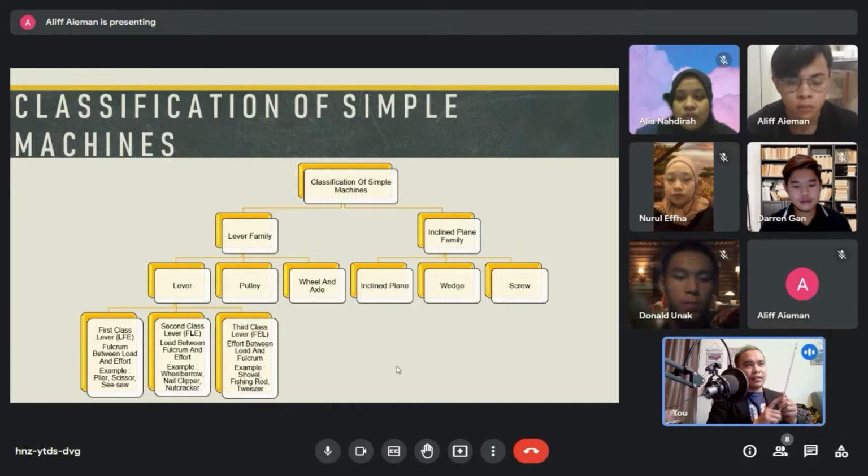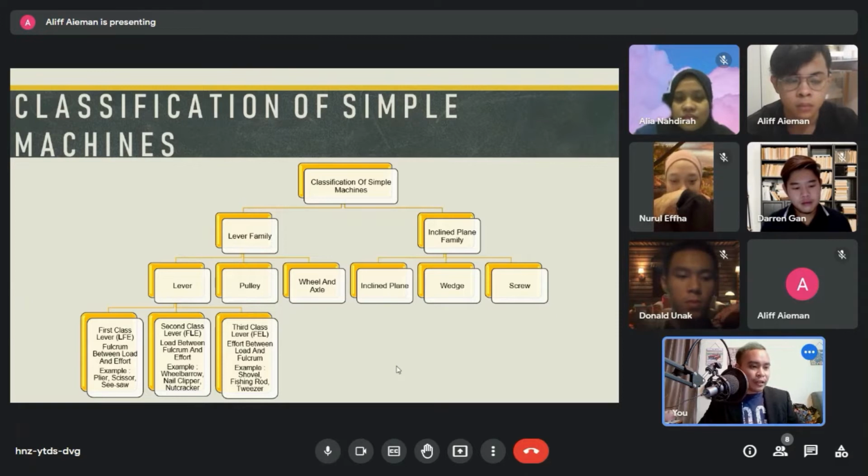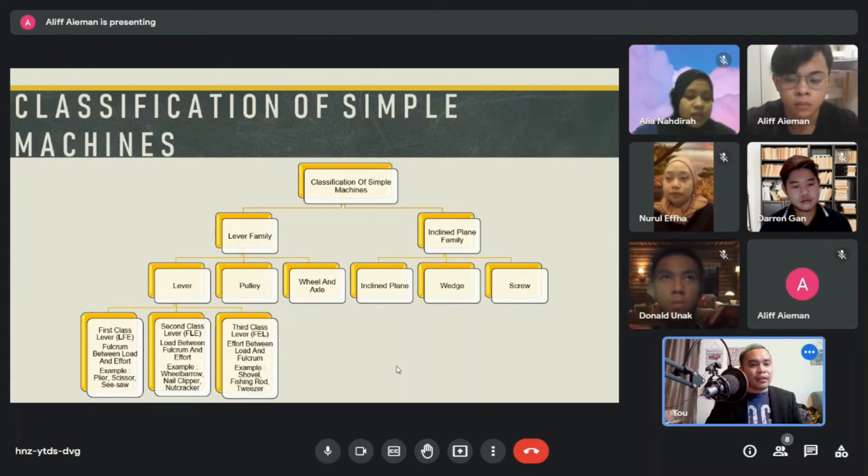Okay, imagine this one is a fishing rod. Here is the fulcrum. Sorry, here will be our effort, and the load is the fishing line. So that's all for the lever family. The next family is the inclined plane family. For the inclined plane family, we have inclined plane, wedge, and screw. Alright, that's all for classification of simple machines.